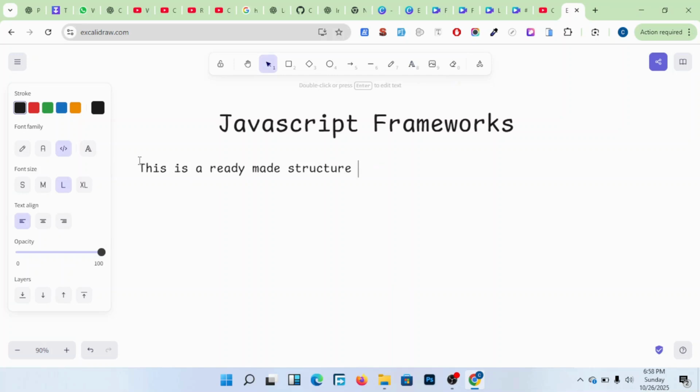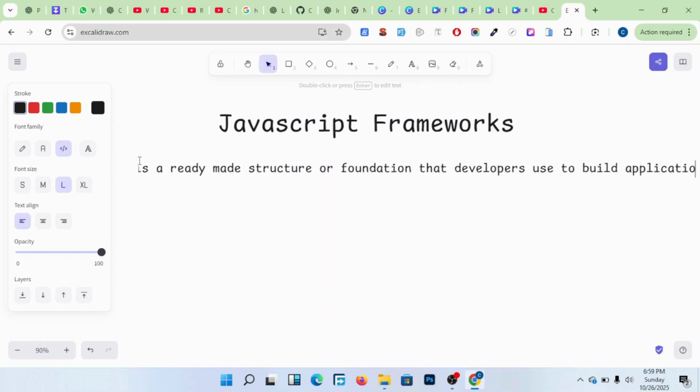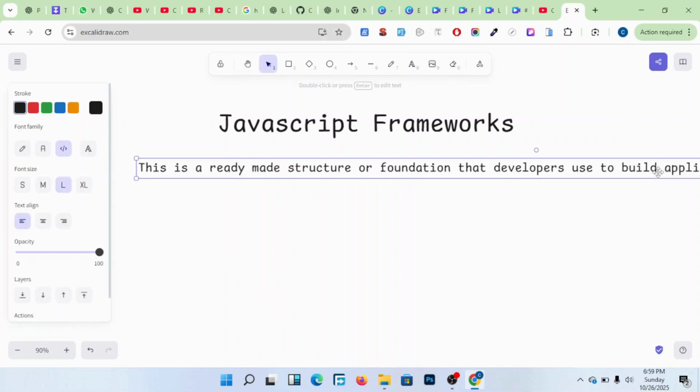Ready-made structure or foundation that developers use to build applications faster and more efficiently. Okay? So members, what are JavaScript frameworks?